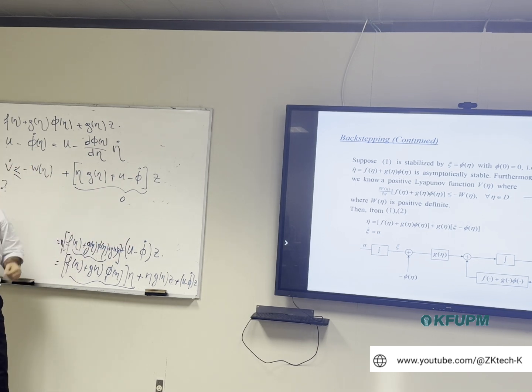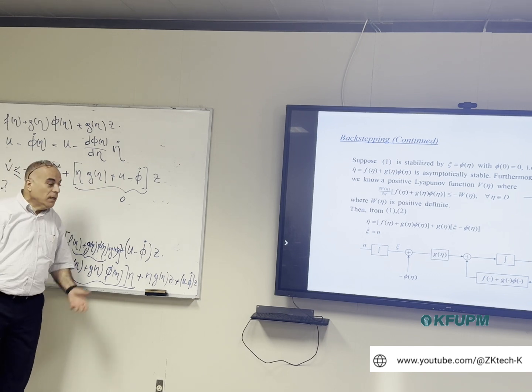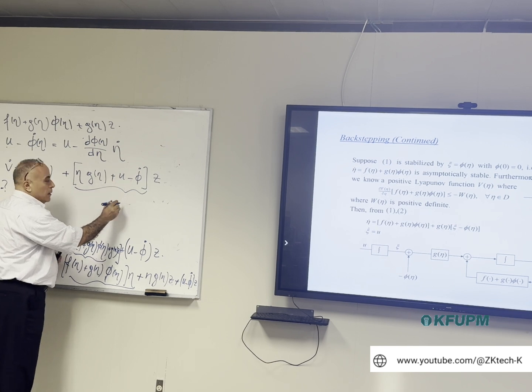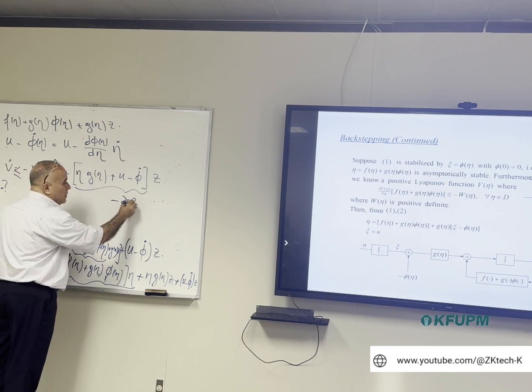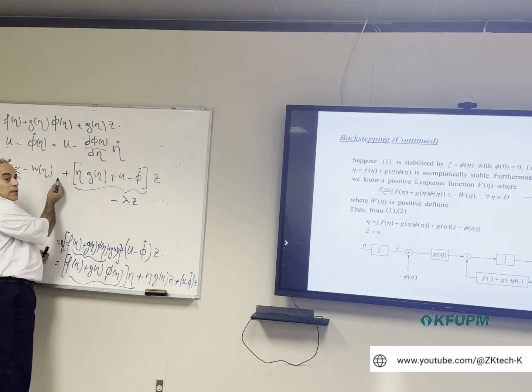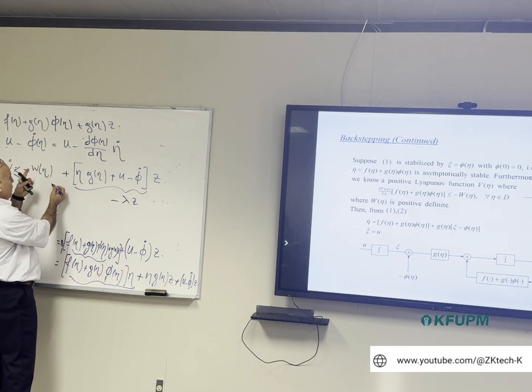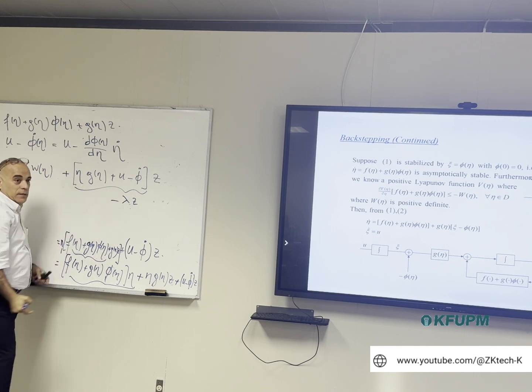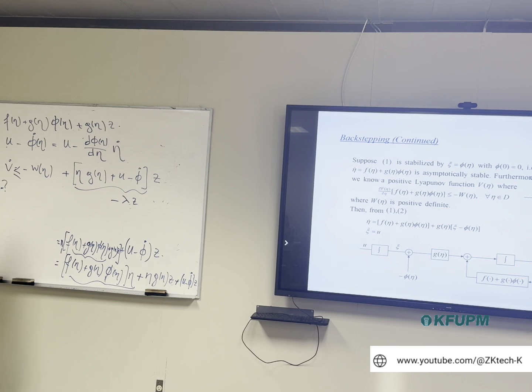Force also z to be 0. We add minus lambda z. So rather than making it equal to 0, we make everything equal to minus lambda z. Like this, we will have minus lambda z squared that we'll add here, and then if this becomes negative, it means both eta and z are going in the negative direction. Everybody is okay with this?